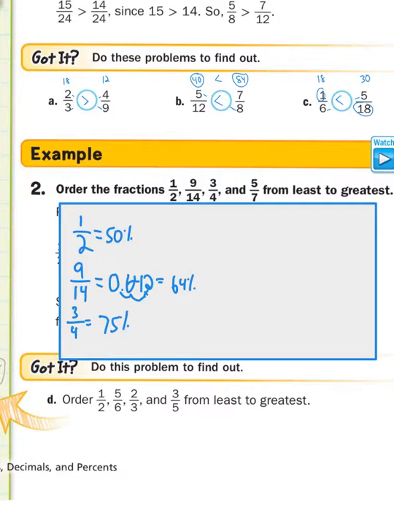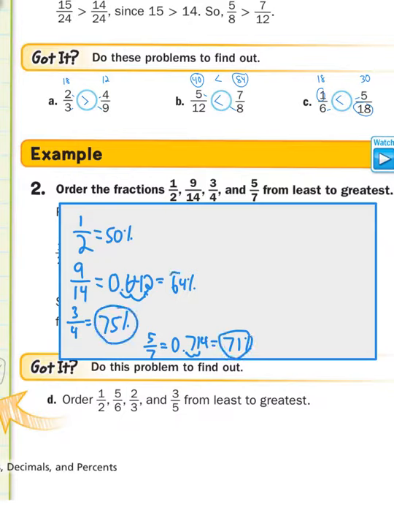And then 5/7. I know this is going to be a crazy decimal because 7ths always are, or almost always are, so I'm going to do 5 divided by 7. So 5 divided by 7, and I get a big long decimal, but I'm just going to write down the first three digits, 0.714. I'm going to move the decimal and get 71.4% or 71%.